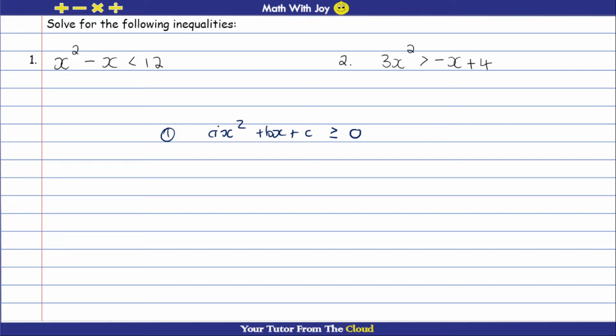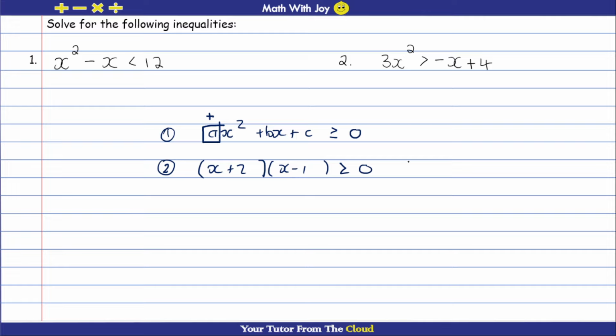And standard form also means that this a value here must be positive always. Always make it positive, right? So once it's positive, then you have your standard form. Secondly, what you want to do is then factorize. Usually you will have to factorize your trinomial. So let's say you factorize, you get x plus 2, x minus 1.